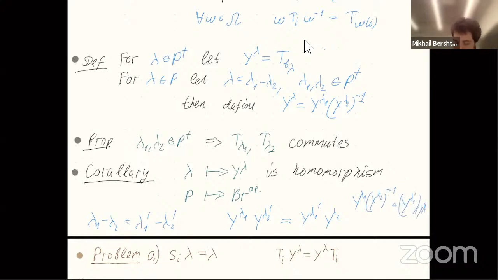Okay, is it clear? What I'm saying is that if we prove this proposition, then this definition is correct, and we indeed obtain the map from the lattice to the braid group. Questions?